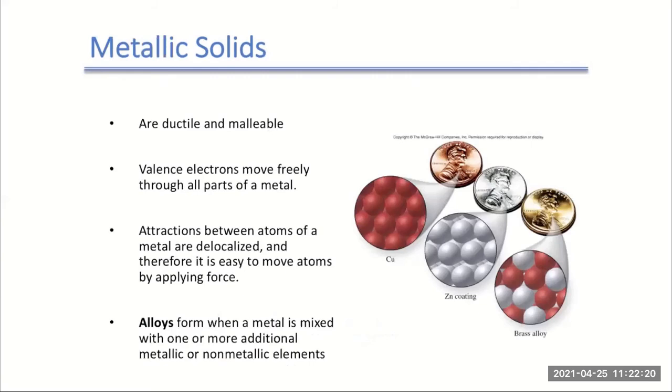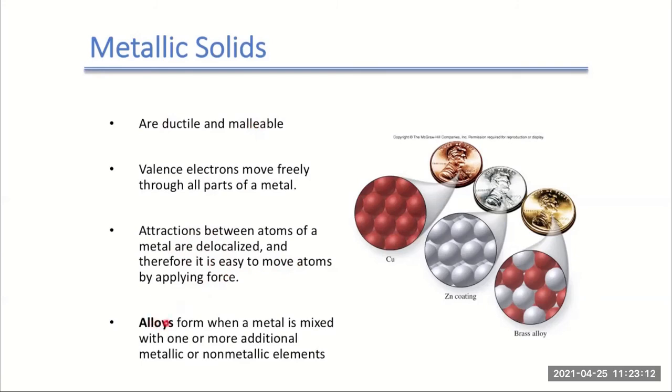When you look at our metallic solids, those are ductile and malleable. If you think about your metals, you can usually form them into wires and sheets. The valence electrons move freely throughout all parts of the metal. So you can think of it as your atoms are in a sea of electrons. The attraction between the atoms of a metal is delocalized, so the atoms can move freely when we apply a force. That's why they're so ductile and malleable. That's why you can hit pure copper or pure gold with a hammer and it starts to smash apart.